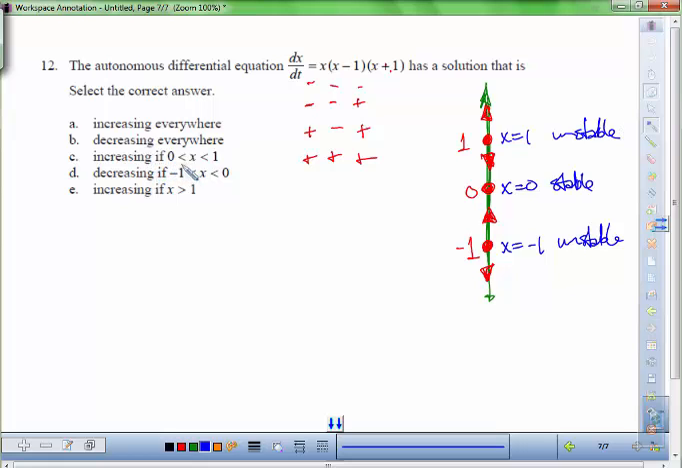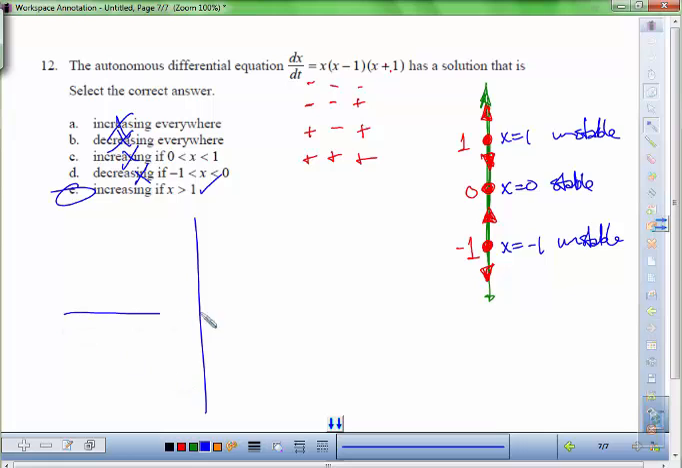So increasing everywhere and decreasing everywhere are not correct. Is D correct? Increasing between 0 and 1, between 0 and 1, it looks like it's supposed to be decreasing, so that's not right. Decreasing if x is between negative 1 and 0, that's also not correct, is it? Increasing if x is bigger than 1, so this is the only one that looks like it's correct.